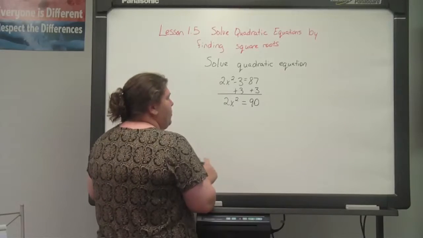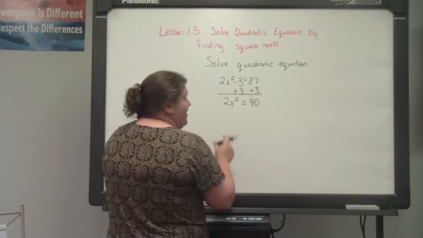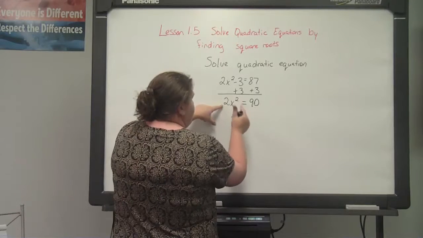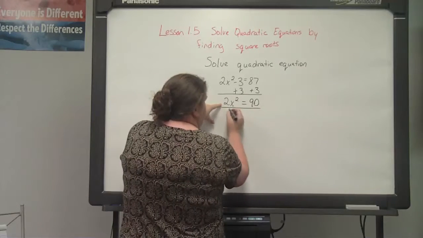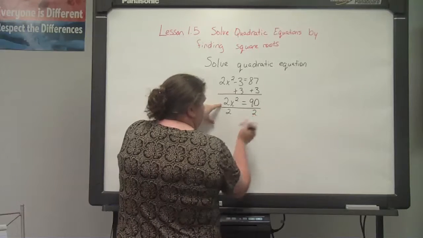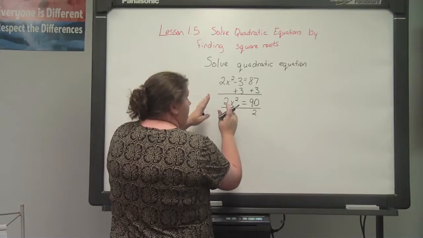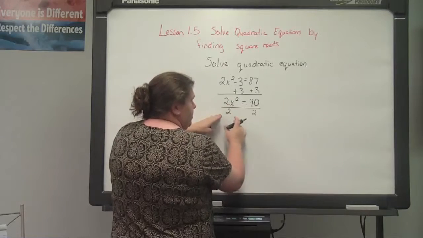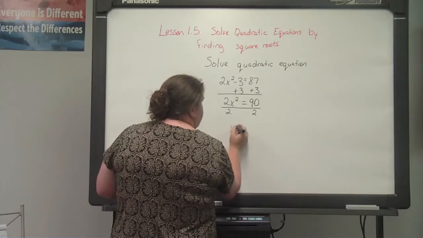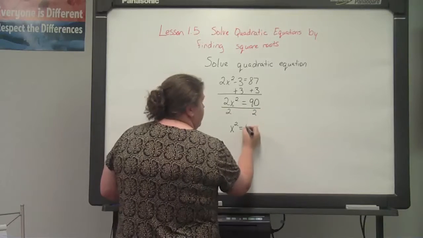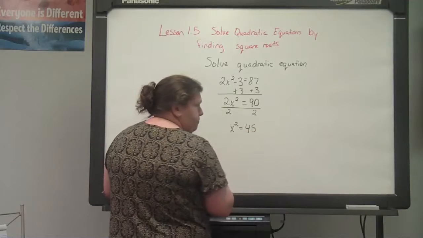The next step we want to do, again, we are trying to get x by itself. And so we're going to divide both sides by 2, because the opposite of multiplication is division. So now we have x squared equals 90 divided by 2, which is 45.